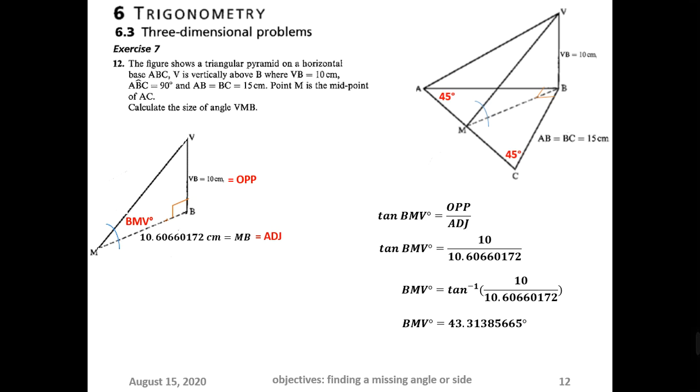And you will get BMV as 43.3138565 degrees. To round this final answer to 3 significant figures, 4 is your first figure, 3 is your second figure, and the 3 after the decimal is your third figure. So you stop at the 3 after the decimal. Look at the right of the 3. 1 is less than 5, so it's not going to bring my 3 up. So the final answer will be 43.3 degrees, correct to 3 significant figures.